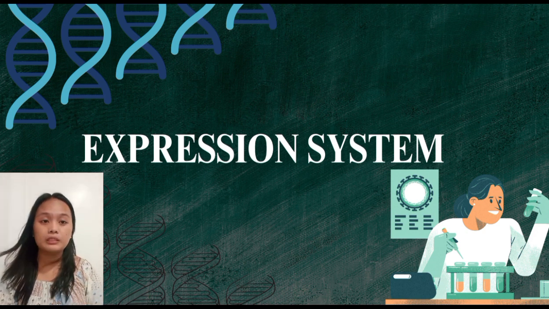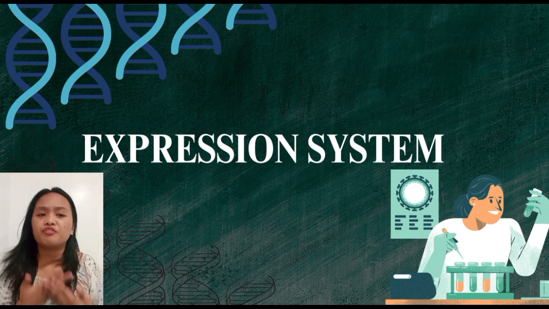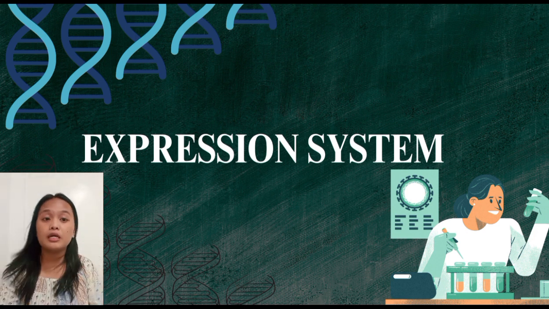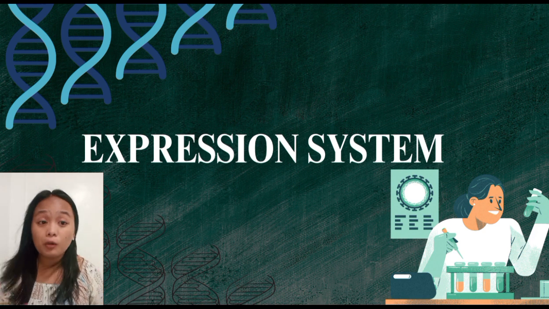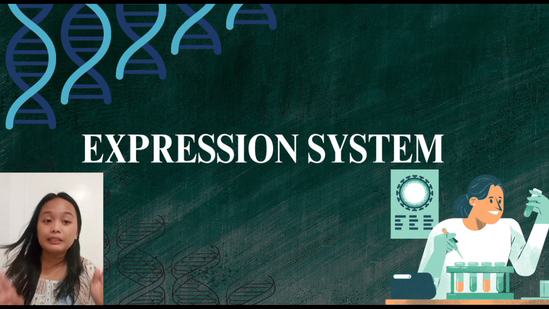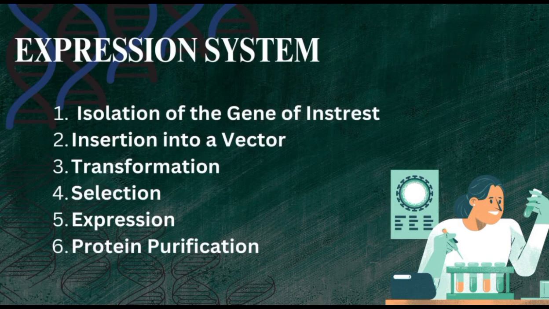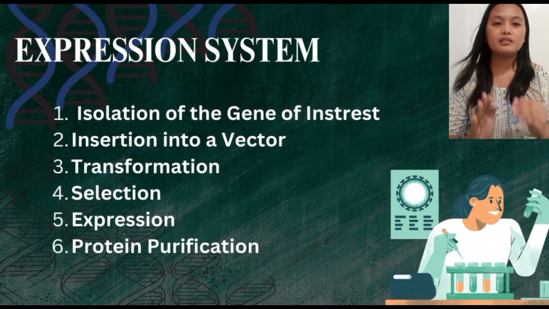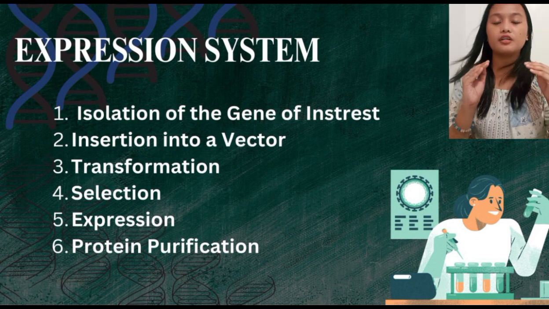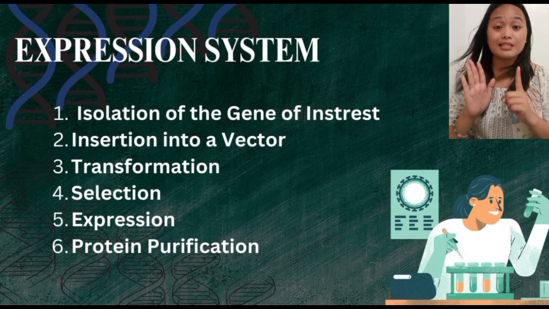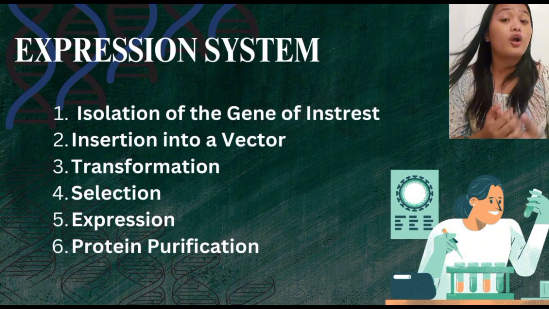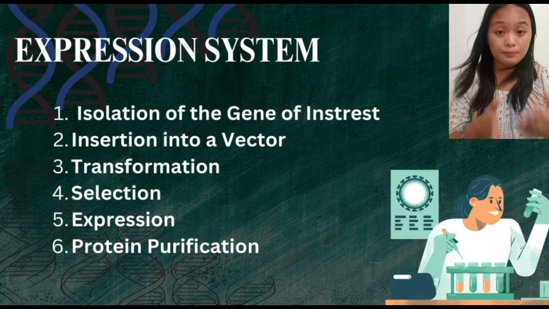So this report provides a sufficient overview of the 6 fundamental steps that involve an expression system of gene cloning, a vital technique in biotechnology. This method, the expression system, has 6 major steps. So, let's break down each step for us to understand them.